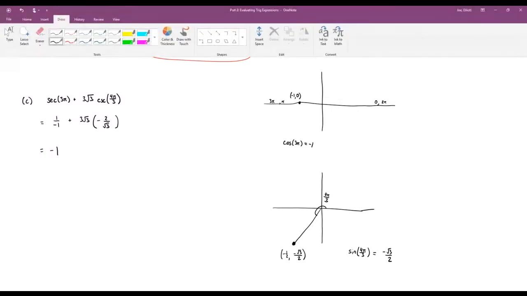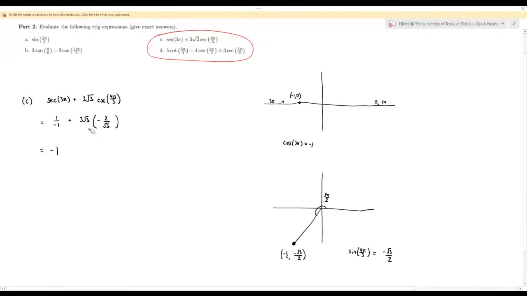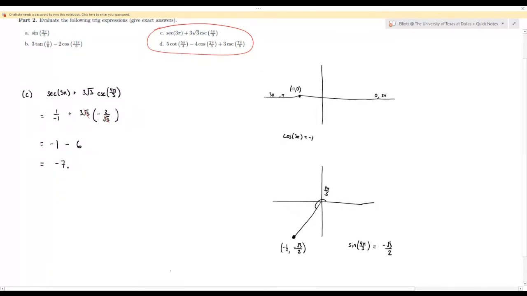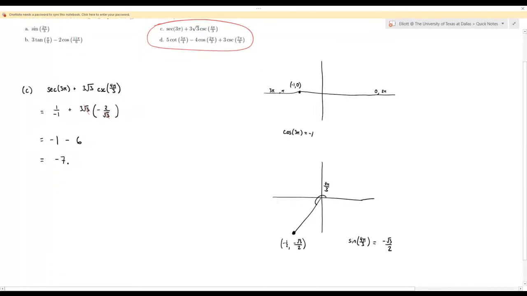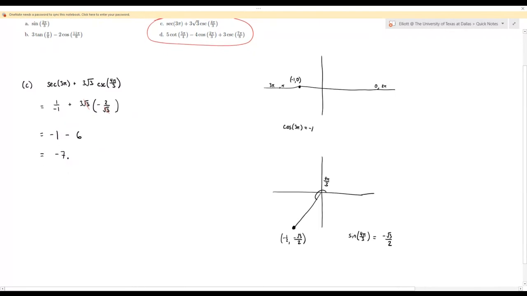So then if we just want to simplify that a little bit, over here, the square root of 3's will cancel out. So you'll really just be left with 3 times negative 2, which is negative 6. So it looks like this expression will evaluate to be negative 7. Okay? All right, so then do you guys have a question about that?